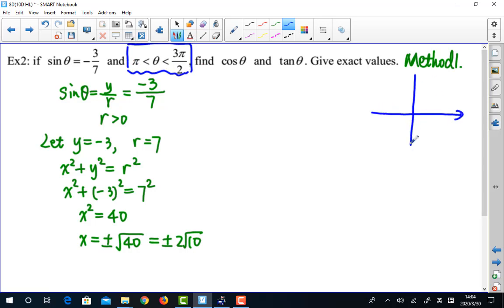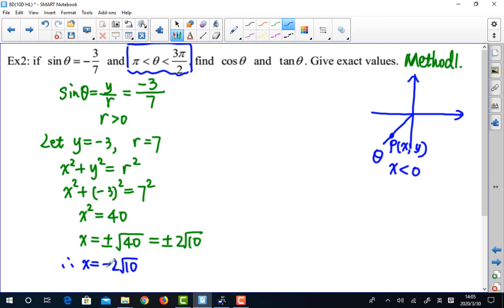Right now, this restriction tells me this angle is in the third quadrant. In the third quadrant, if you pick any point on the terminal arm of this angle, your x-coordinate must be negative. Therefore, I need to reject the positive value. I can only accept x equals negative 2 root 10.